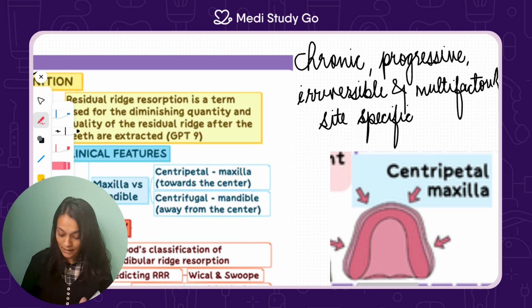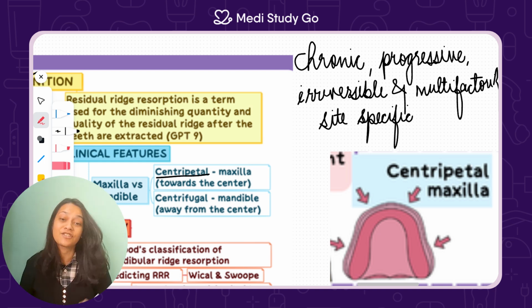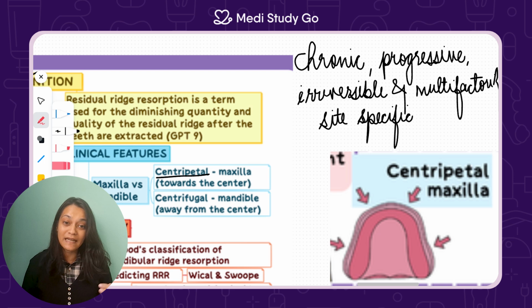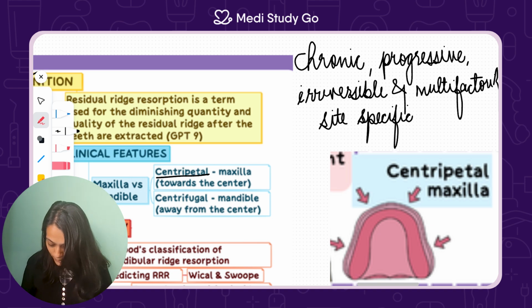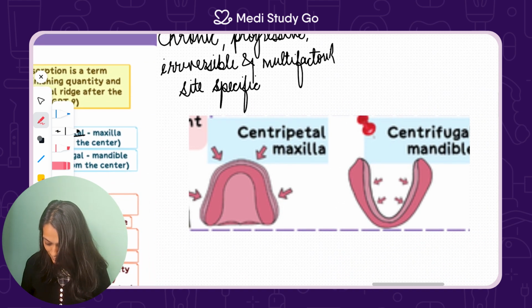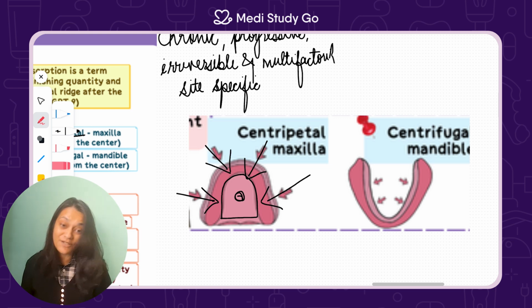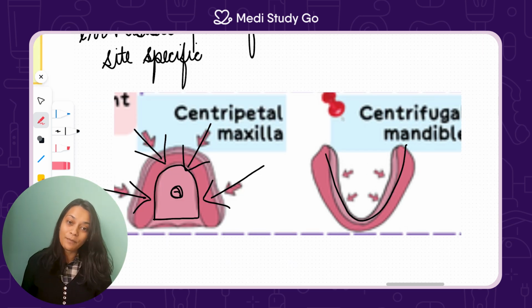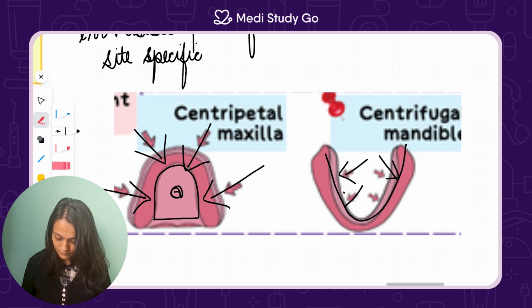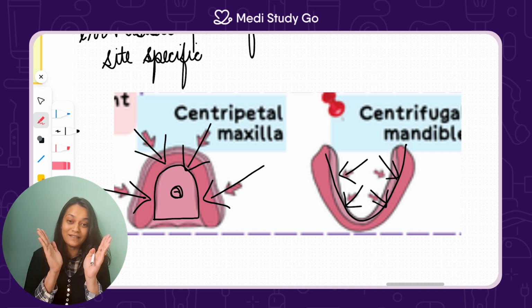Now, for maxilla, it is always going to be centripetal. When we say centripetal, it means towards the center. Okay? And for mandible, it's going to be away, centrifugal. How would you remember this? So just remember that because maxilla has a palate, we can have a center and everything is being diverted towards it. So it is centripetal in maxilla, while for mandible, it's going to be centrifugal, away. It's going to expand the V shape.